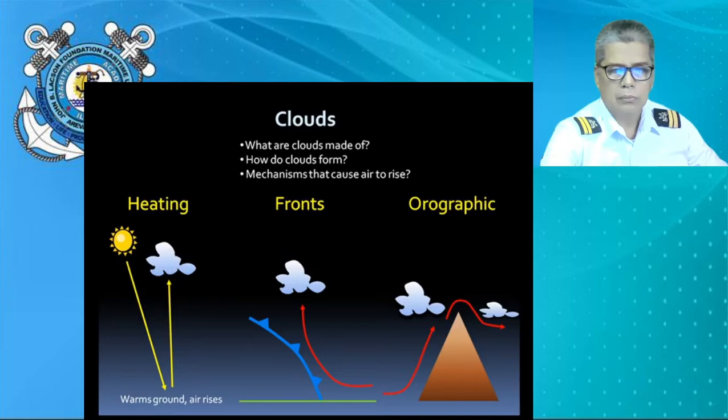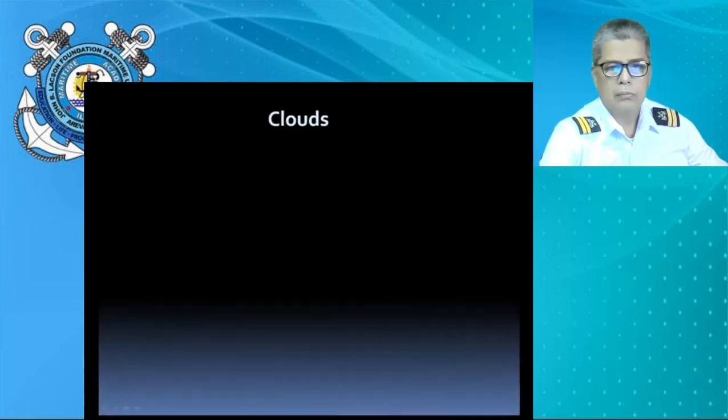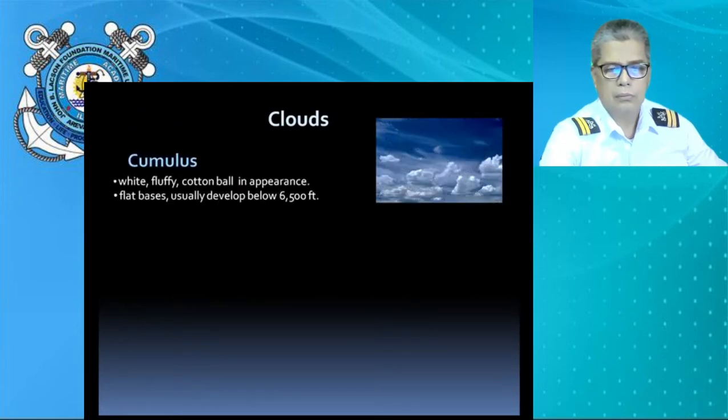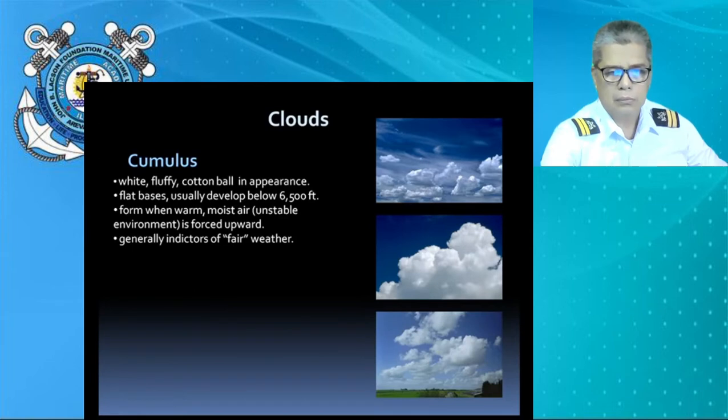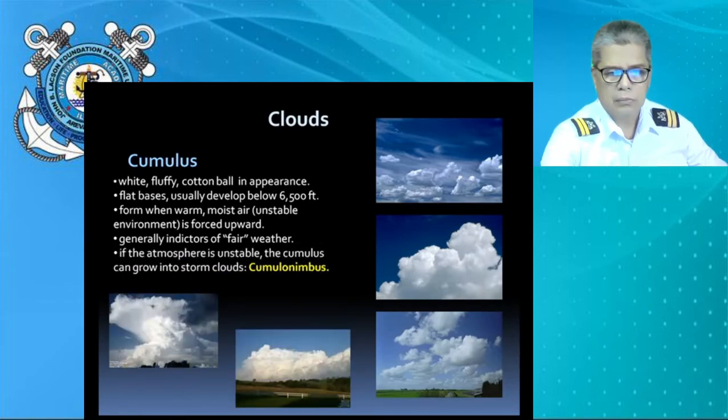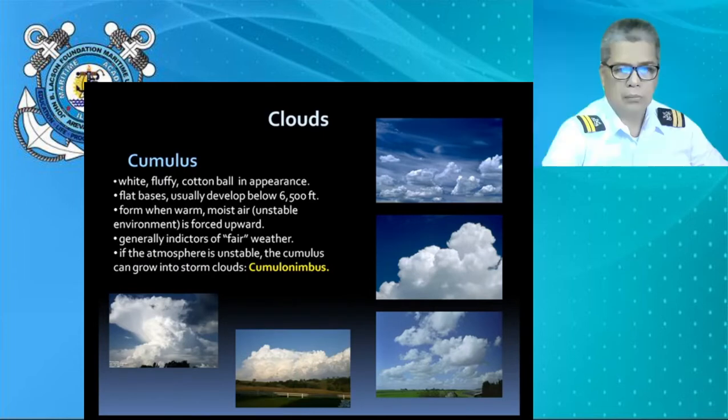Now let's turn our attention to the different types of clouds. Cumulus clouds are fluffy cotton ball in appearance, with flat bases usually developing below 6,500 feet. They form in unstable environments where warm and moist air is rising. Generally, a few cumulus clouds indicate fair weather. However, if the atmosphere is suitably unstable, these cumulus will continue to grow and could become thunderstorm clouds called cumulonimbus.